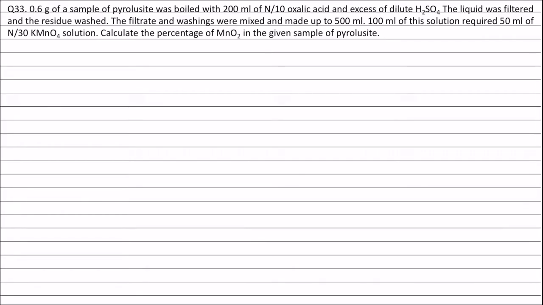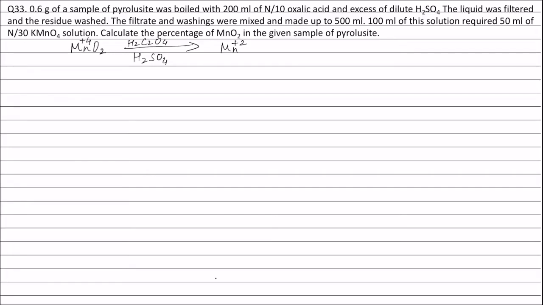Now, pyrolusite is an oxide ore of manganese having the chemical formula MnO2. In MnO2, the oxidation state of manganese is +4. Now, on treatment with oxalic acid, that is H2C2O4, and sulfuric acid, that is H2SO4, it forms a compound containing manganese in +2 oxidation state. Therefore, change in oxidation number of manganese is 2 and number of manganese atoms in MnO2 is 1. Therefore, valency factor of MnO2 is 2.